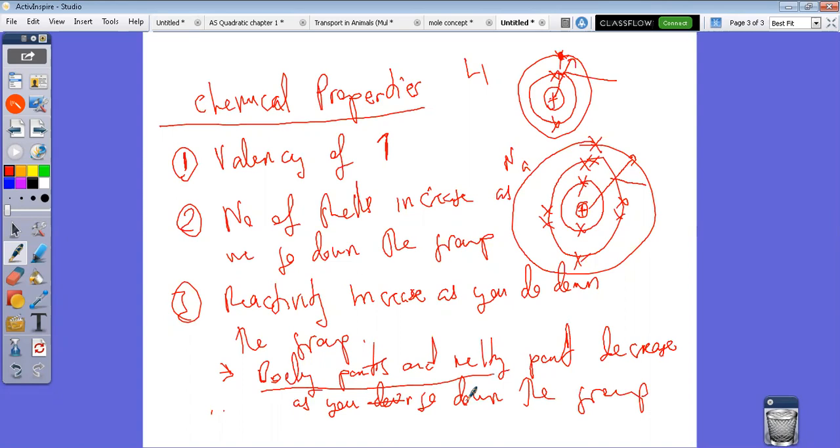Are we together? So reactivity increases as you go down the group. Then in brackets, in a school lab, you are only allowed to keep the first three. In any school lab, you are only allowed to keep the first three. What are the first three? Lithium, sodium, and potassium. Why are we not allowed the other ones?